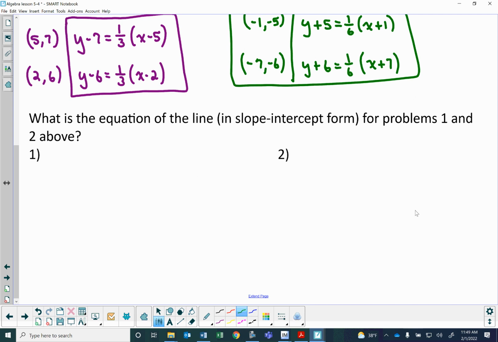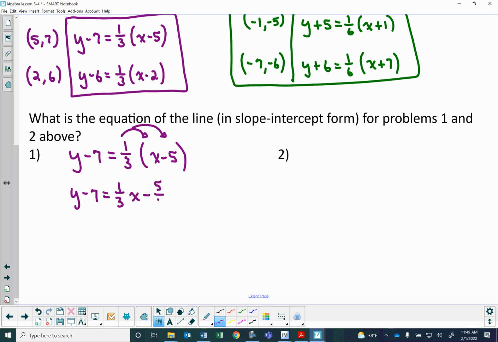So let's take a look at the purple problem. That was problem number 1. Let's take the form y minus 7 equals 1/3, parentheses, x minus 5. Now, in order to get this into slope-intercept form, I'm literally just going to simplify it and then write it in y equals form. So to simplify it, first I have to distribute the 1/3 through this. So I'm going to have y minus 7 equals 1/3 x minus 5/3.